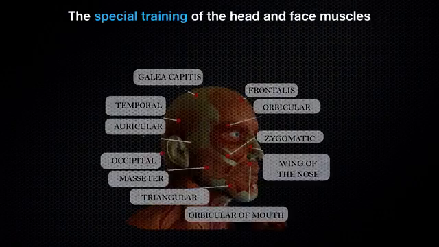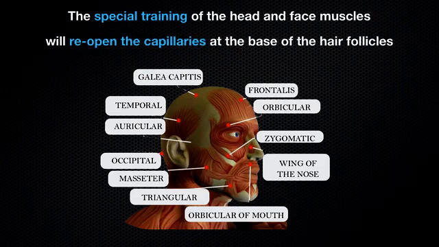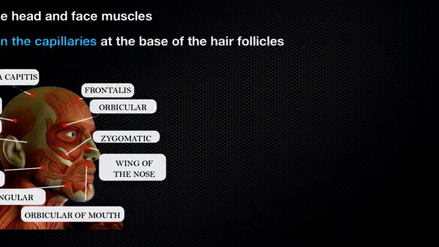The special training of the head and face muscles that you will learn during this video course will assist in their rehabilitation if you've not used them for months or years. Their active use will open the capillaries at the base of the hair follicles, allowing the flow of nutritive substances contained in the blood to arrive inside the follicle. A series of chemical reactions which give life to the hair follicle and stop hair loss can begin.